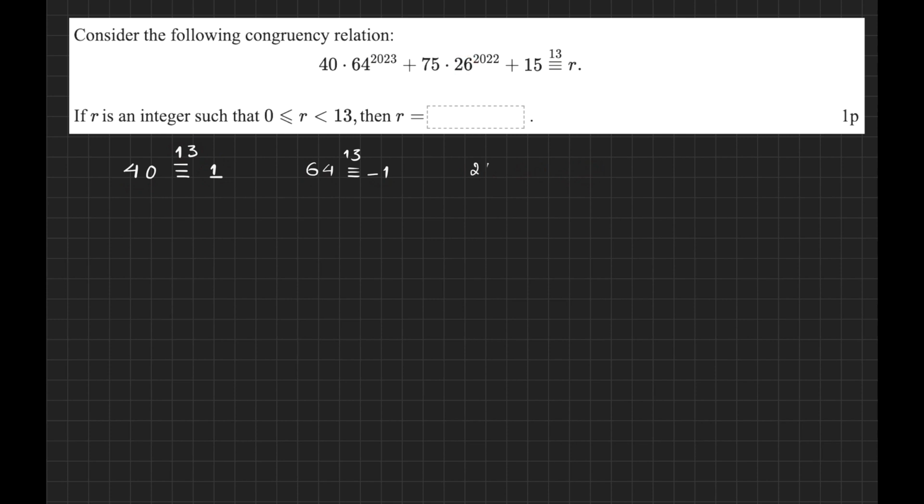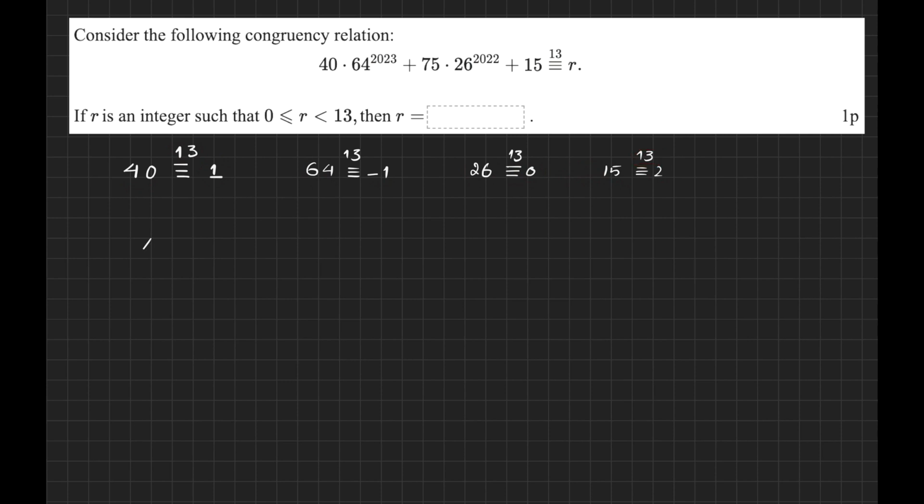Why is that? Let me write the congruency relation first. This is a true congruency relation, because the left hand side 26 minus the right hand side 0 becomes 26, and 26 is divisible by 13. I don't care what this is, because whatever this is, it will be multiplied by 0, so I don't need to spend time understanding what 75 is. What about 15? 15 can also be written as 2 module 13, for the same reason. 15 minus 2 is 13, and 13 is divisible by 13.